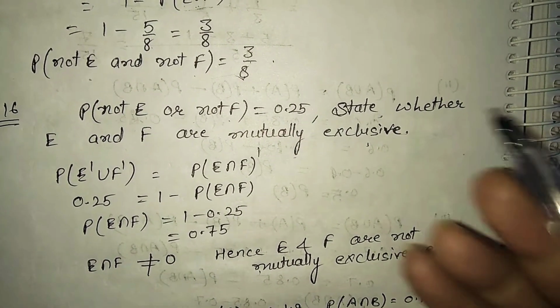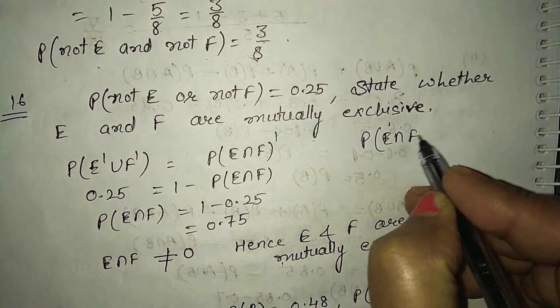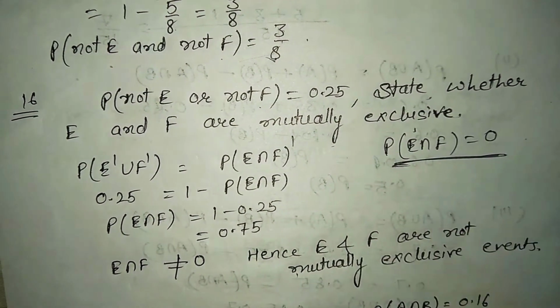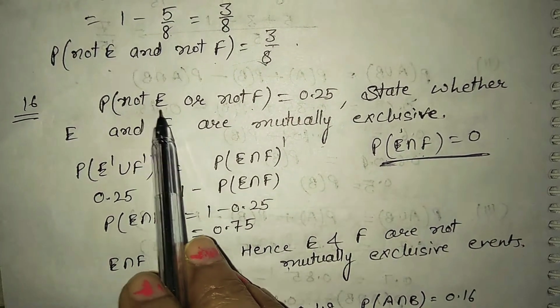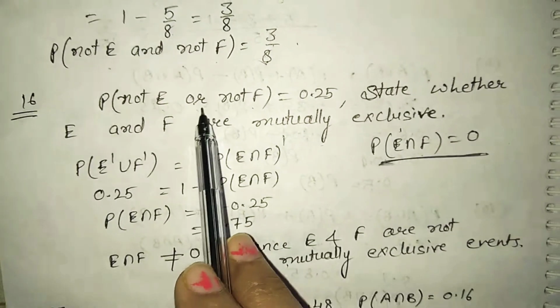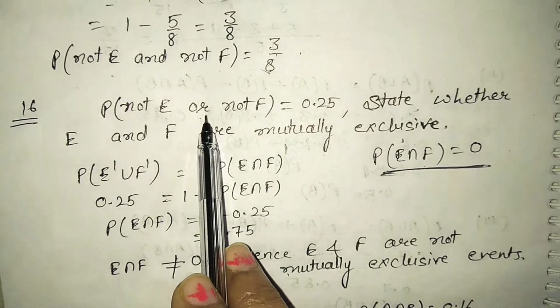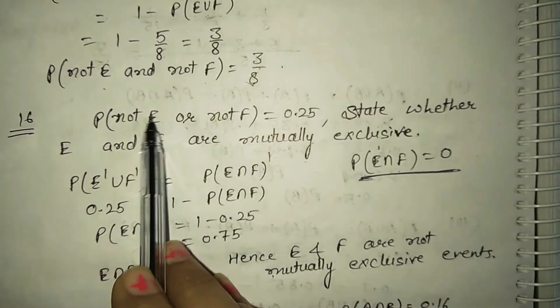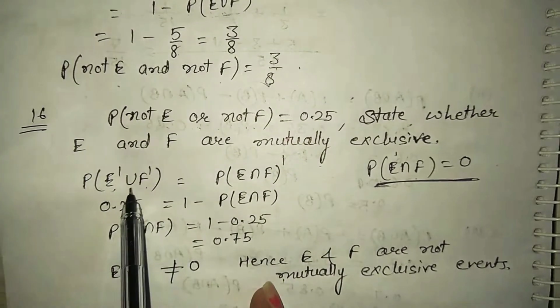It means if these are mutually exclusive, P(E intersection F) should be 0. But how will we find P(E intersection F) in this case? Not E or not F, so we will take union. And means intersection, or means union. Not E means E complement. Not F means F complement, or means union.